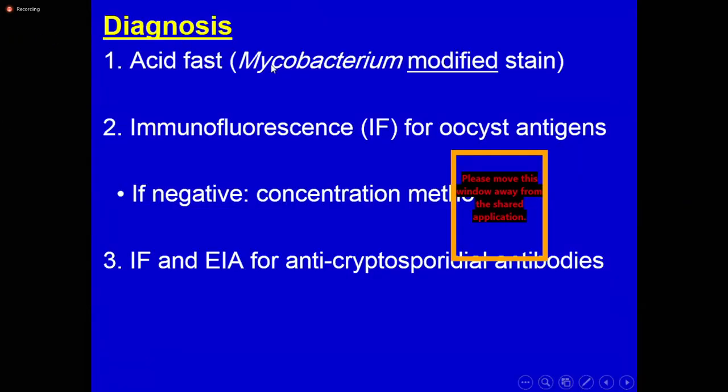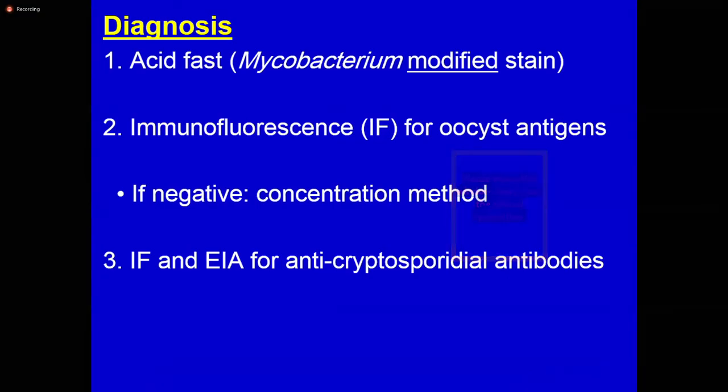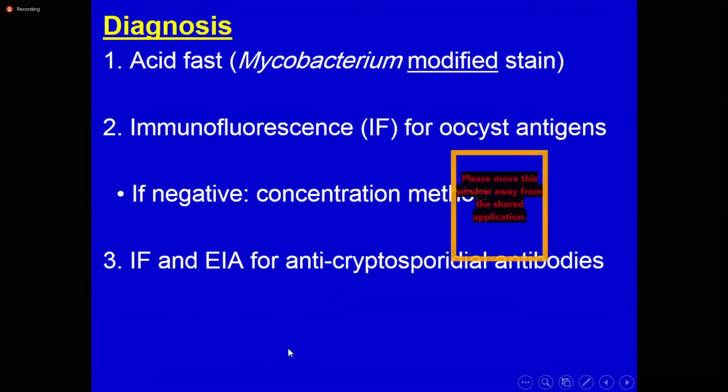Diagnosis, acid fast, like Mycobacterium. Modified acid fast and immunofluorescence to detect the oocyst. If negative, we do concentration method of the stool. Immunofluorescence and enzyme immunoassay, anti-cryptosporidial antibodies can be used in these tests for the detection of cryptosporidium.